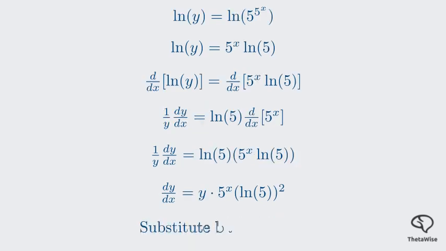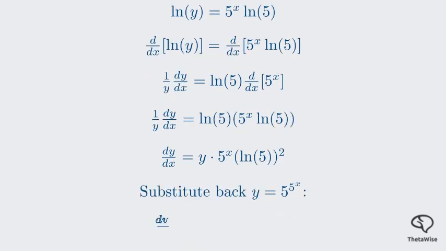Multiply both sides by y. Remember that y was 5 to the power of 5 to the x. Substituting that back in, we get our final answer: 5 to the power of 5 to the x times 5 to the x times (ln 5) squared. This is a very common pattern for this type of problem.